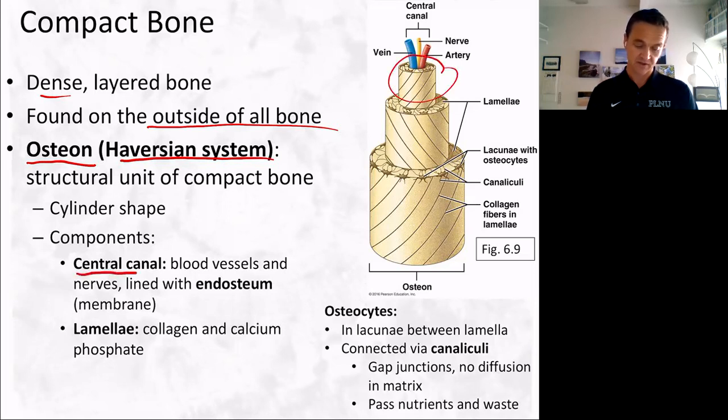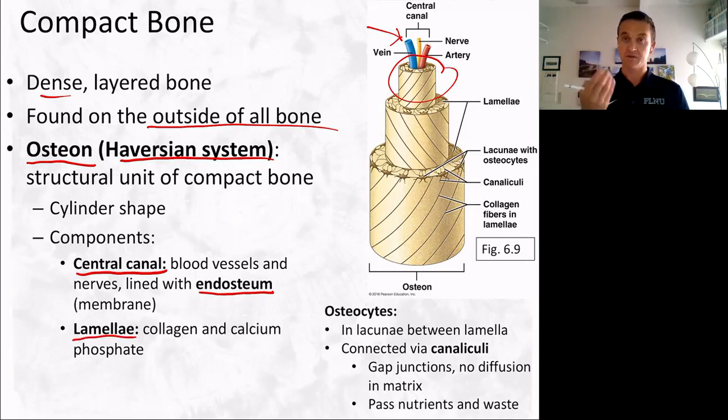There's always going to be a central canal. That's what contains the vein, artery, and nerve bundle. It's very common to see veins, arteries, and nerves traveling together throughout the body. In each of the little osteons, we have a vein, artery, nerve combo. That's what the blood vessels are. This is lined with another membrane on the inside called the endosteum. So the periosteum would be on the outside, and on the inside we find endosteum. And then we have these lamellae, which are concentric circles, cylinders wrapping around each other, getting smaller and smaller as they go down.